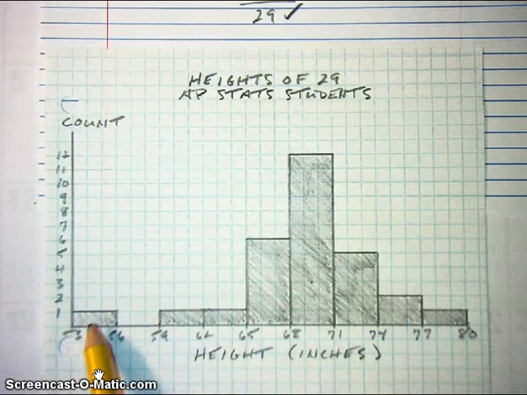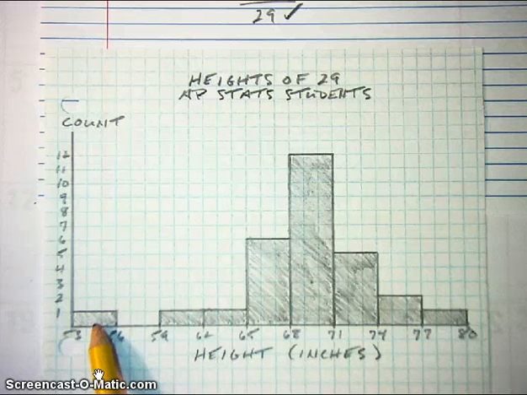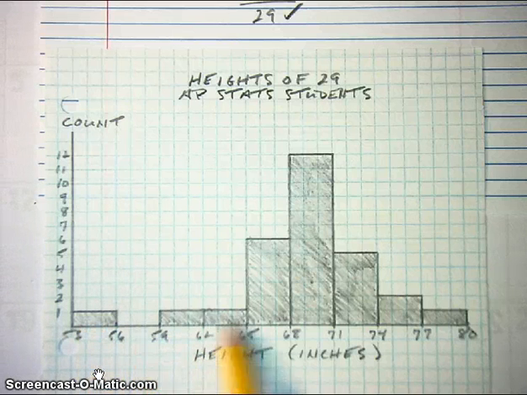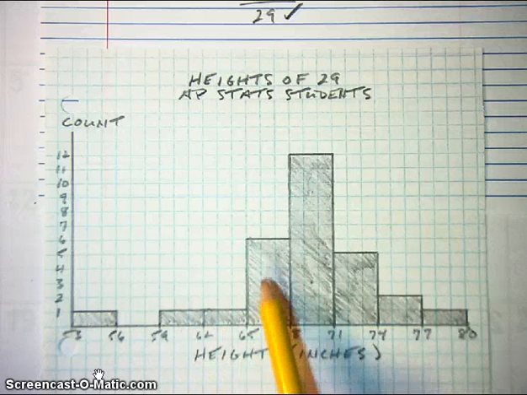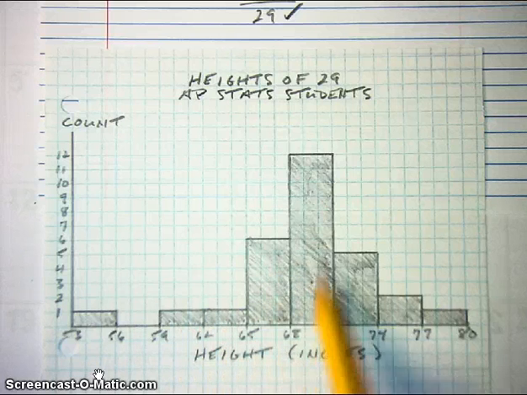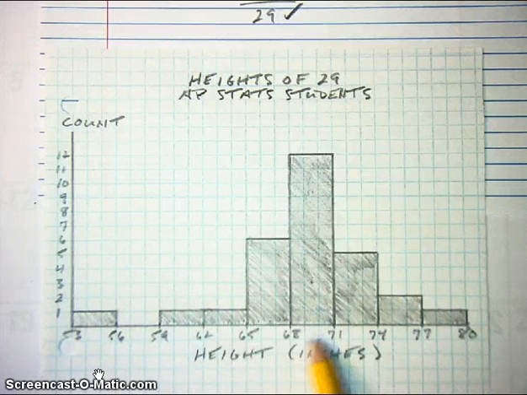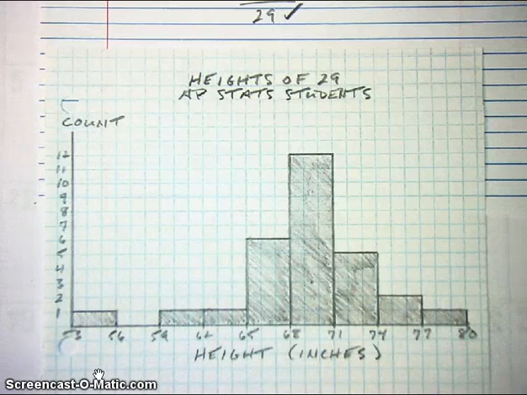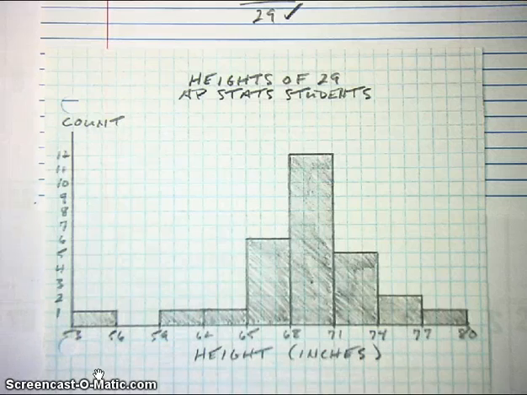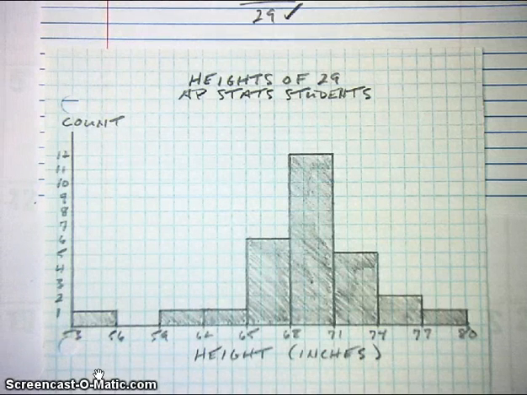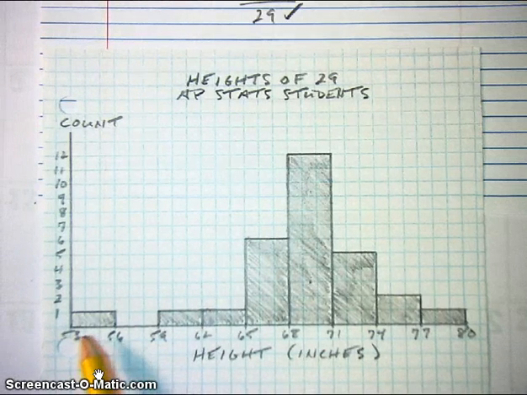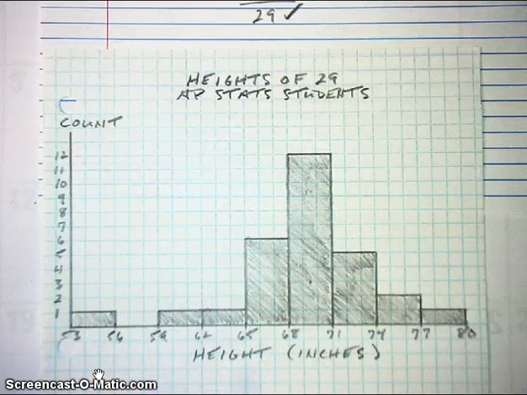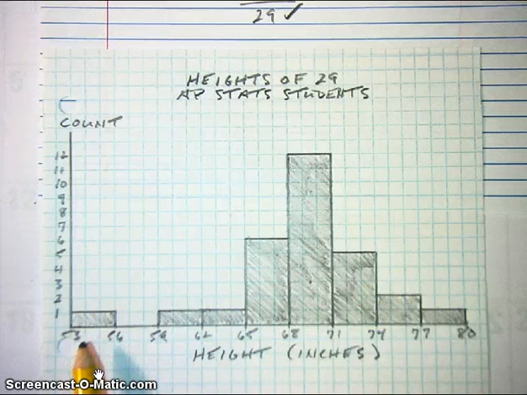I had one data value that was between 53 and 56, none between 56 and 59, one in each of these intervals, 6 between 65 and 68, 12 between 68 and 71, etc. And when you look at this graph, you can see, okay, it's a fairly symmetric graph except for this one observation over here at 53, and that stands apart from the data a little bit. That might be an outlier.